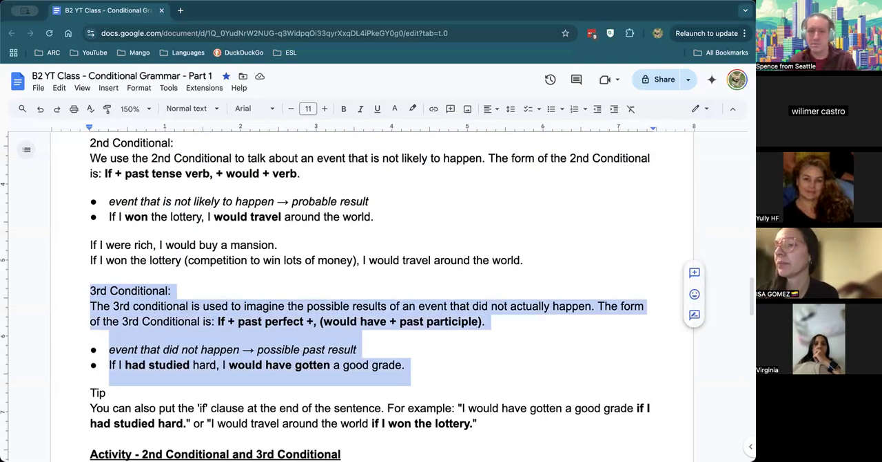Third conditional. The third conditional is used to imagine the possible results of an event that did not actually happen. The form of the third conditional is if plus past perfect plus would have plus past participle. Even that did not happen, possible past result. If I had studied hard, I would have gotten a good grade.